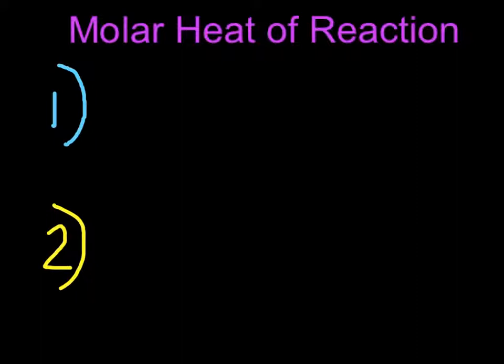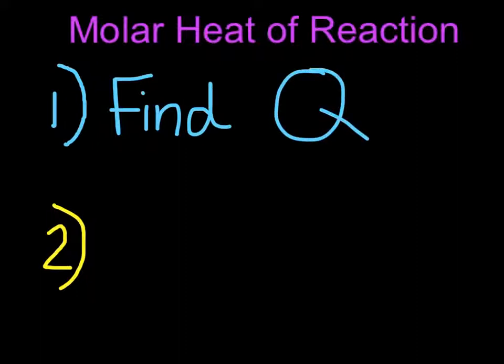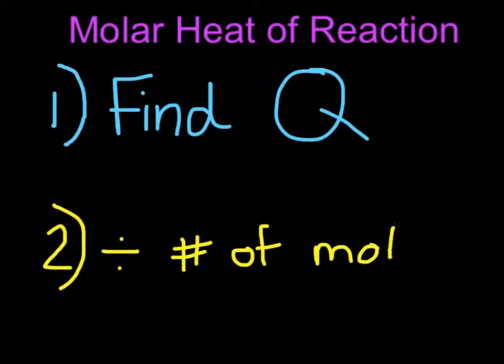To find the molar heat of reaction, you first need to find the Q of the system. If the Q is not directly given, then you solve for it by using the thermodynamics formula. After the Q, you divide it by the number of moles, which depends on the question. If the moles are not given, but the grams are, it requires a simple division. Remember that it is in kilojoules per mole.